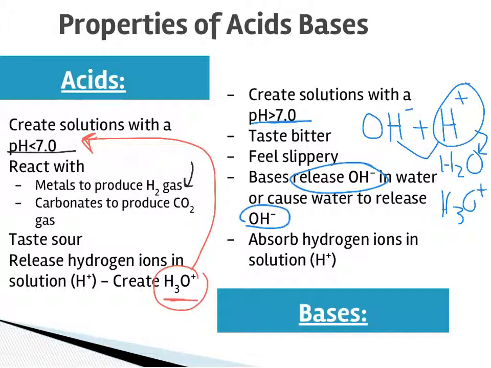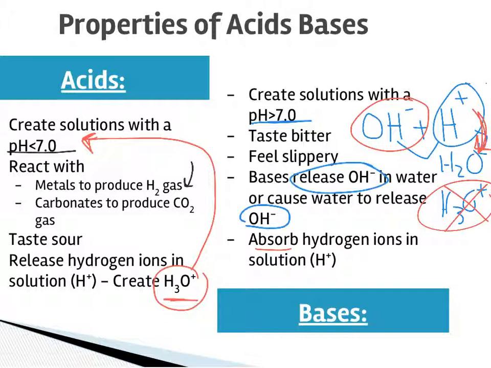So because bases create the hydroxide, they prevent this step from happening. They prevent the hydrogens from reacting with water to make the H3O+. That's why they absorb hydrogen ions. That would be actually why we say that hydronium ion concentration goes down when bases are produced. It's because the OHs steal a hydrogen to make more water, rather than that hydrogen going to be making H3O+.